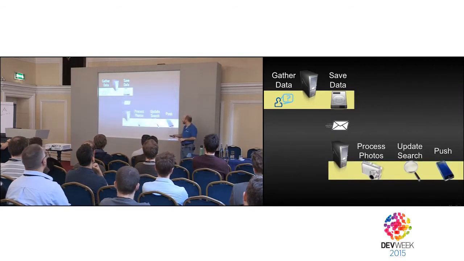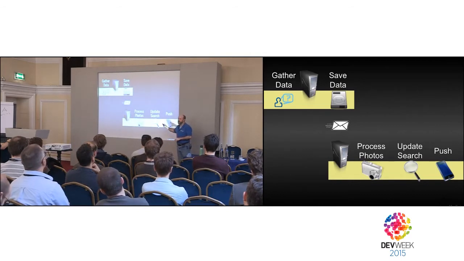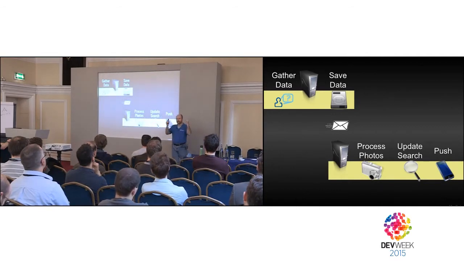So we break this apart, and we put messaging in the middle. Now we can scale this back end a lot better, right? Because this processing could take quite a bit of time, and the server receiving the request can simply gather up the information it needs, drop a message onto a queue, and move on, right? And that's really what we're going to be exploring today.